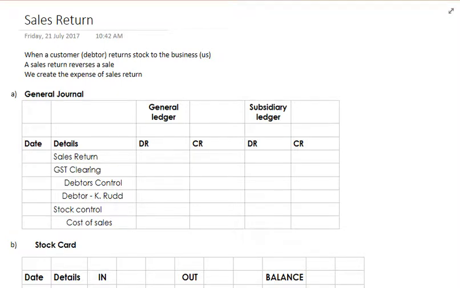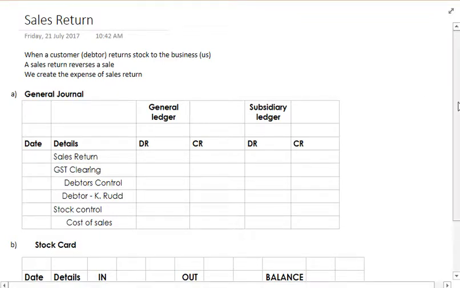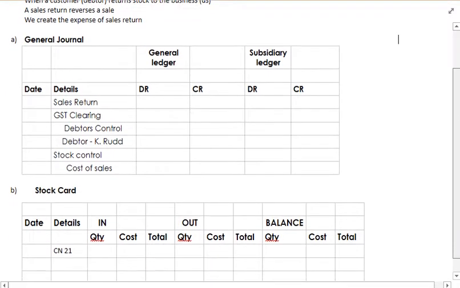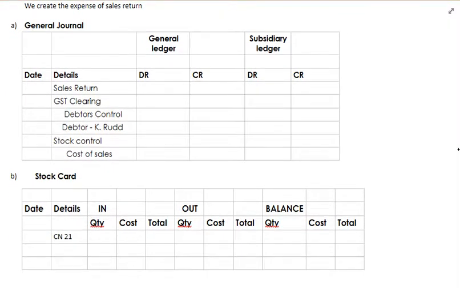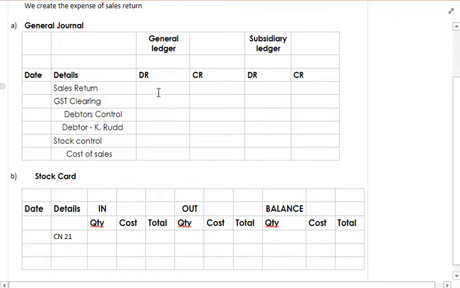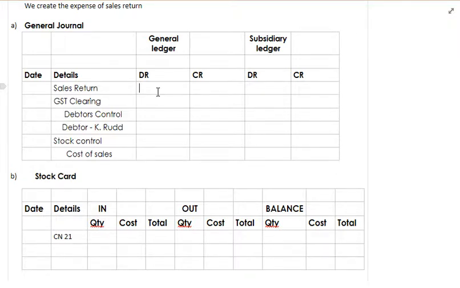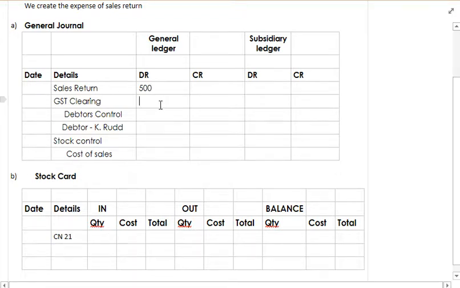So a sales return reverses the sale. We have to create the expense of a sales return. So once again, we need to record this in our general journal, our general ledger, our subsidiary ledger, and our stock card. So as mentioned, we create an expense of the sales return. So this is the selling price of the stock when we originally sold it to the debtor. So we call that $500. Our GST is our 10% on there.